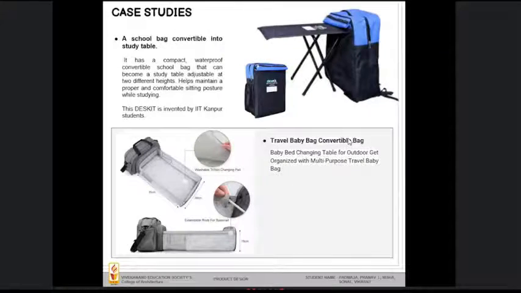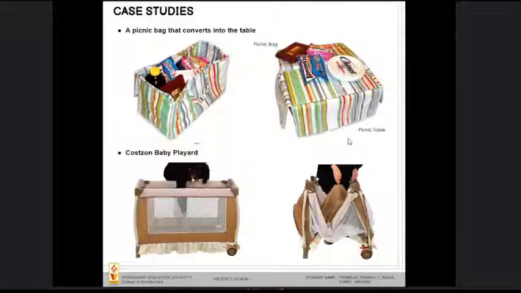So these are some other examples of convertible study tables and also a travel bag. The first one is where students study, and the second one is used by women to take their baby with them; if they want to change their diapers or so, they can do it in this travel bag. These are some other examples of convertible items. So this one is the picnic bag and the second one is the baby bag.